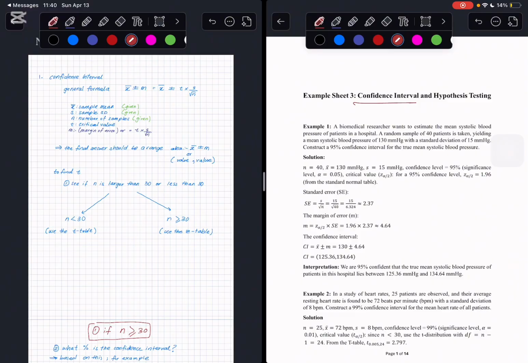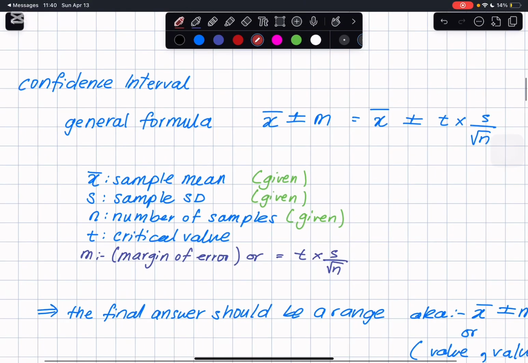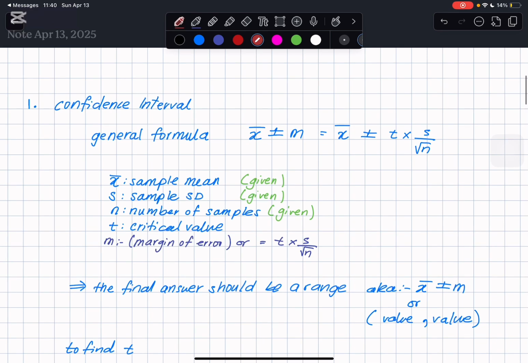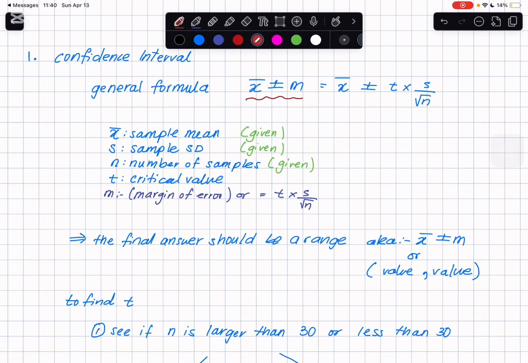Okay. Now before we go into the questions, I want to tell you what we want in each question in the end. Anytime they talk about confidence interval, in the end we're gonna use this general formula and the answer should be a range. It's gonna be a number, and then we're gonna give plus minus of the number, or you should physically calculate out this number, and you'll get two values because of the plus minus. Okay, so in the question, what will they give you?